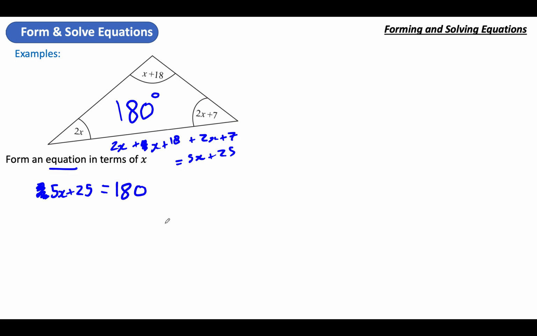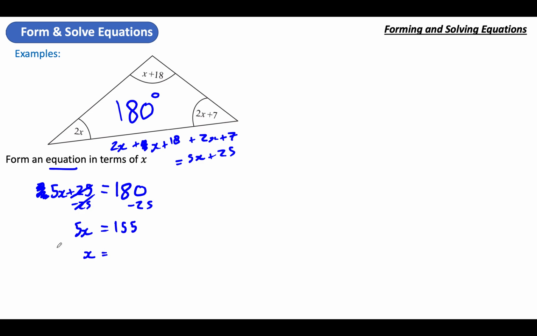It's built into the question what we're going to do to make an equation. There's my equation. So sometimes, particularly when it isn't perimeter, when it's like angles, it's built in what they should equal. It's built into the question. Right, take away 25 from both sides. So 5x is equal to 155.